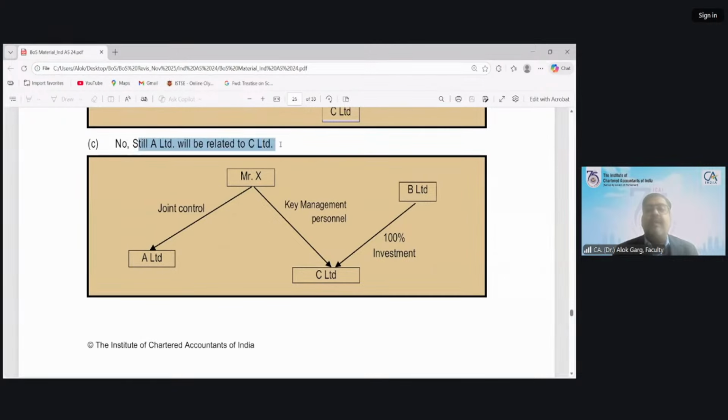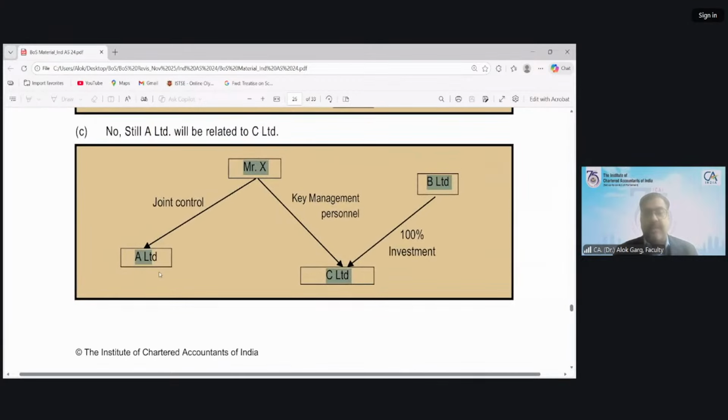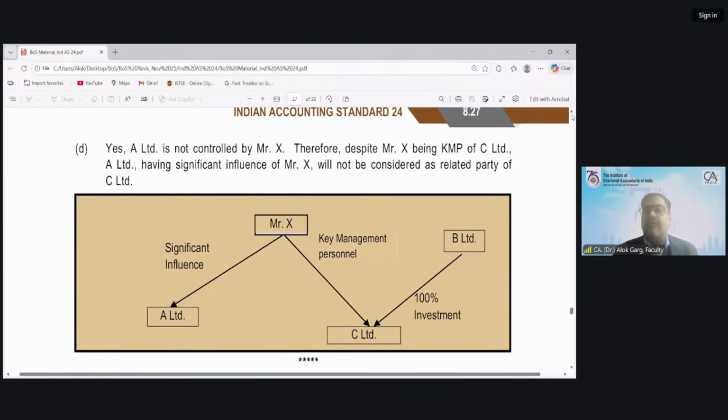Still A Limited will be related to C Limited. Mr. X has a joint control on A Limited. Mr. X is a KMP of C Limited, right? And B has 100% investment in C. So still this A Limited and C Limited are the related party. Clear? Yes, sir. Clear, sir.